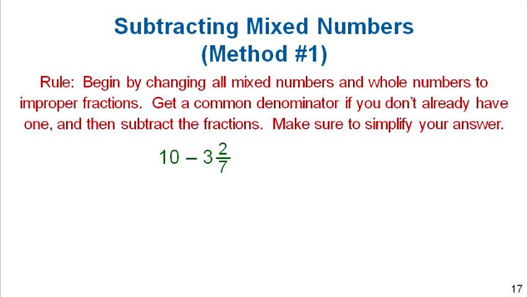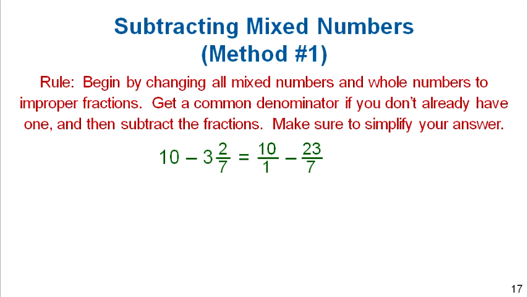In my next problem, I'm going to work another slightly different subtraction problem. To work this problem using the method I'm calling method number 1, you must start by changing the mixed number and the whole number to improper fractions. Note that 10 is equal to 10 over 1, and that 3 2/7 is equal to 23 over 7.